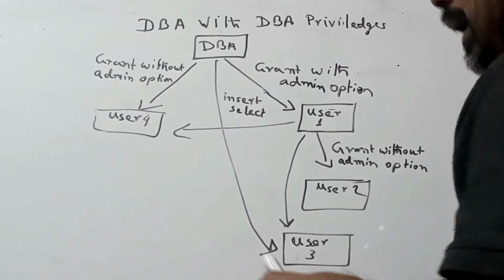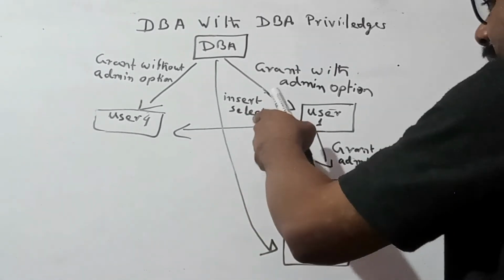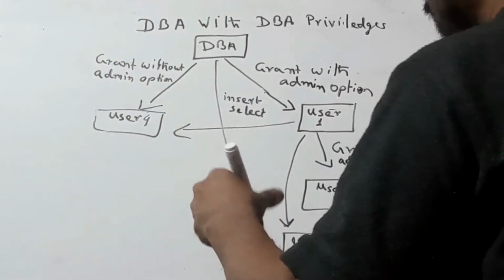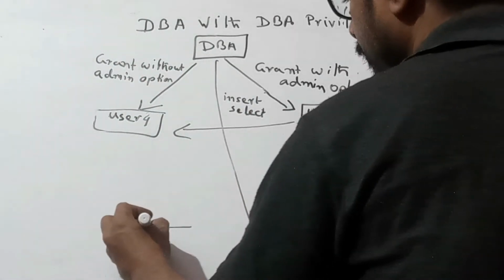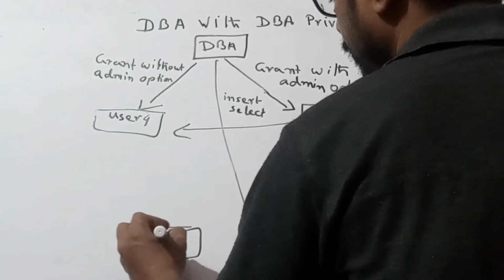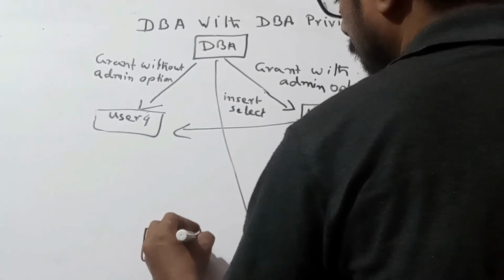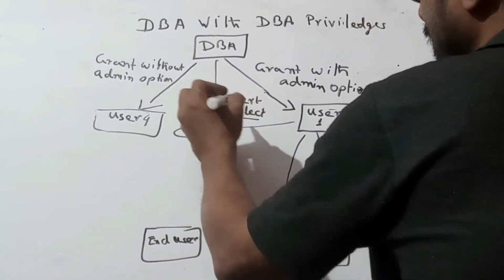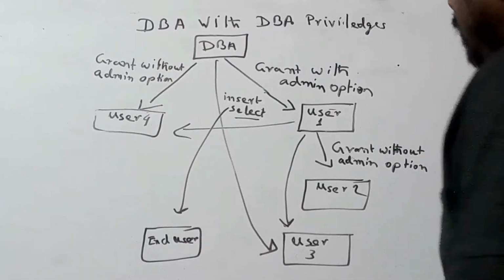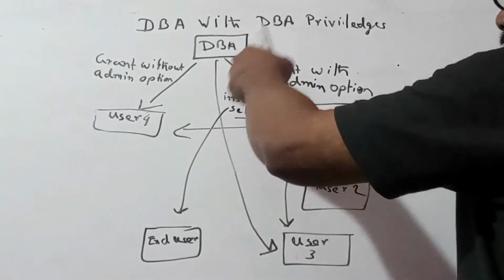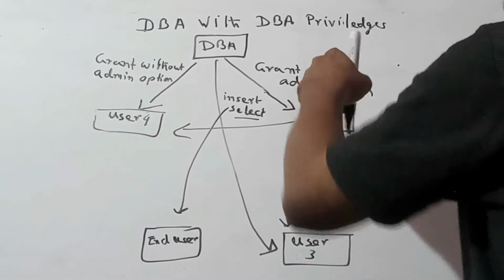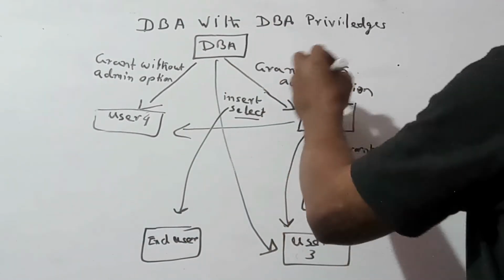I hope you know that these grants are not directly provided to them. They are provided through a role. There will be a role, suppose a role like end user, and the insert and select grants are provided to this role. Now, when the DBA grants this role to user 1, he adds one option called with admin option.